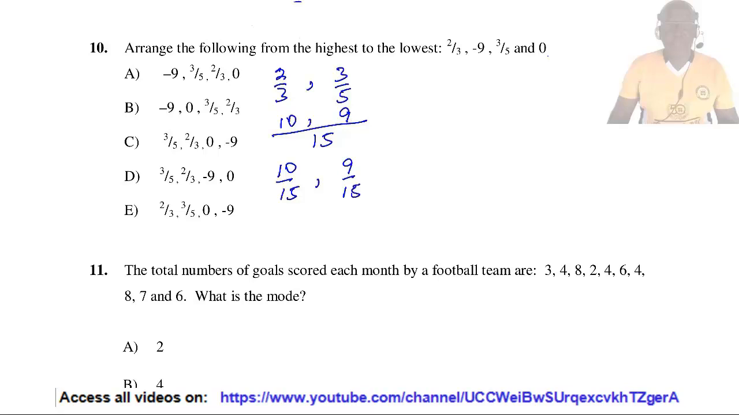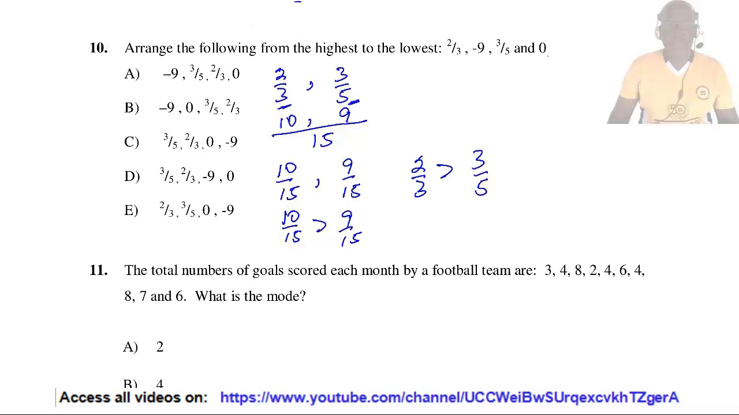Now, since the denominators are the same, we shall compare using the numerators. 10 is greater than 9, therefore 10 over 15 is greater than 9 over 15. This means that 2 over 3 is greater than 3 over 5.